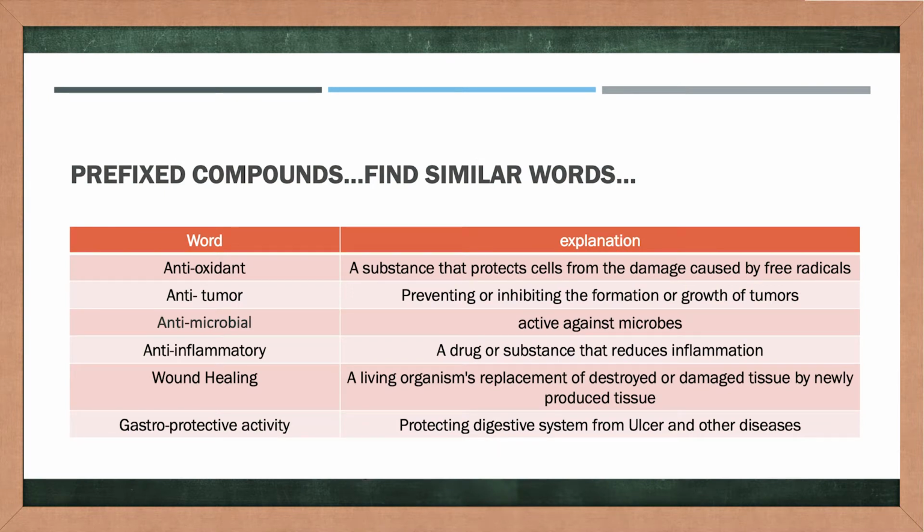Antioxidant: if you split the word into two, anti plus oxidant. This means a substance that protects cells from the damage caused by free radicals. Similarly, try to split each of these given words: anti-tumor, antimicrobial, anti-inflammatory, wound healing, gastroprotective.